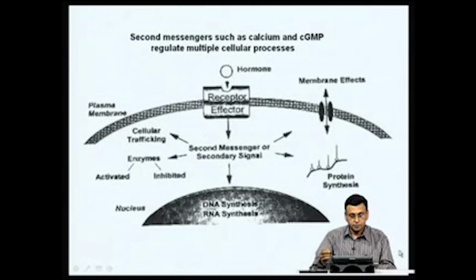Now, what I would like to emphasize here is that whenever we talk about second messengers like cyclic AMP, calcium, or cyclic GMP, they perform a number of effects. So, what I would like to emphasize from this cartoon is that second messengers such as calcium or cyclic GMP regulate multiple cellular processes, and as I have shown here, they can affect cellular trafficking, they can alter enzyme activity, they can either activate enzymes or inhibit enzymes, they can inhibit protein synthesis, they can alter ion channels, so the outflow and inflow of ions can be affected.